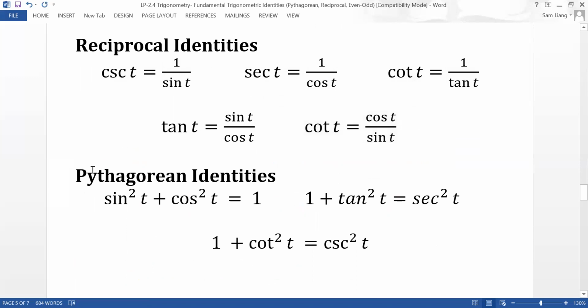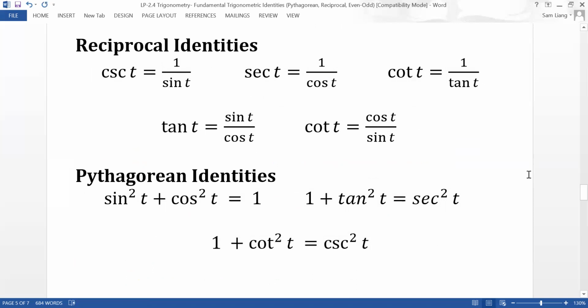Okay. And then you also have your Pythagorean identities. Sine squared t plus cosine squared t is 1. 1 plus tan squared t is secant squared t. And then lastly, 1 plus cotangent squared t equals cosecant squared t. After you copy this down, I'll go back to the lesson to give you some mnemonics. Warning, they are kind of corny, but they help students remember. So I'll provide them for you.